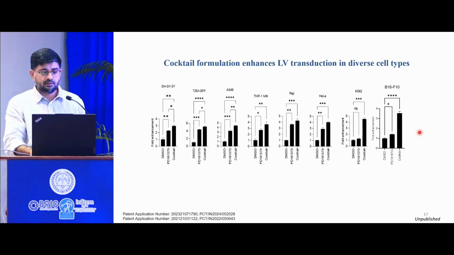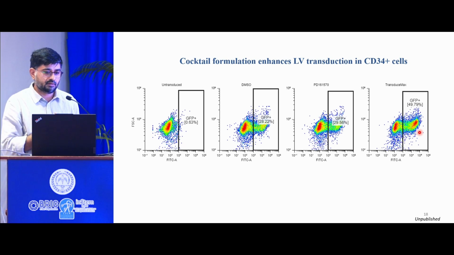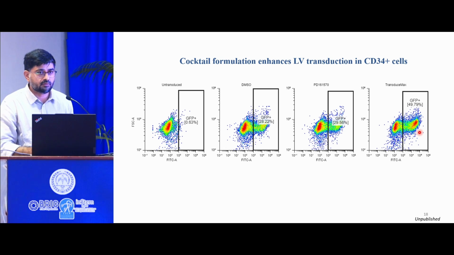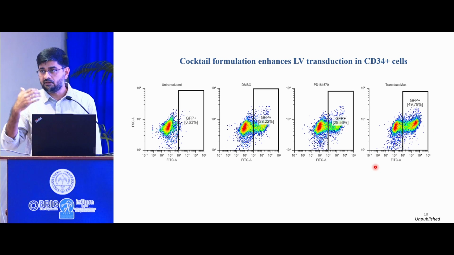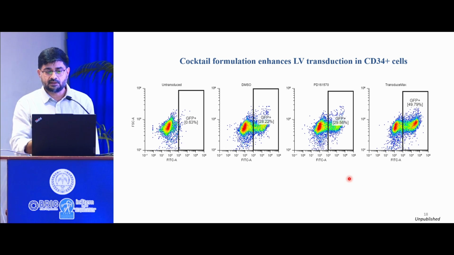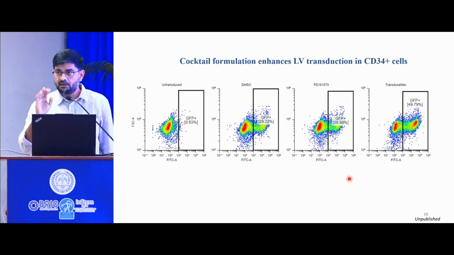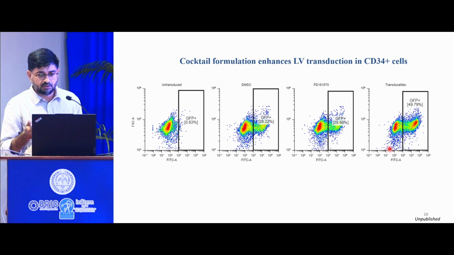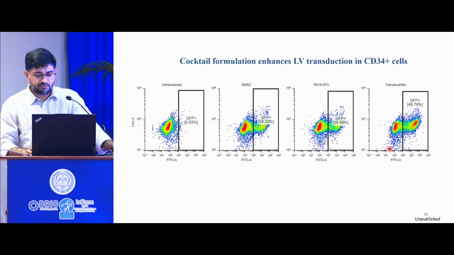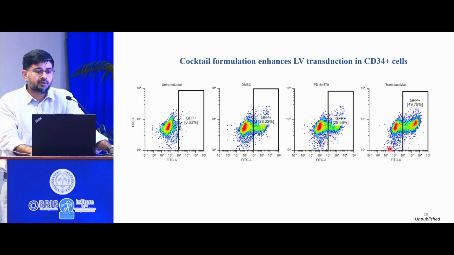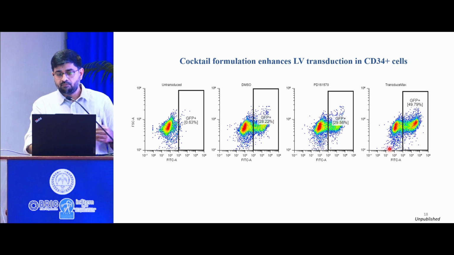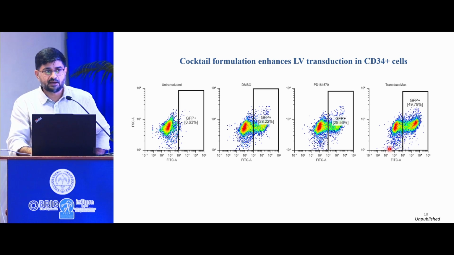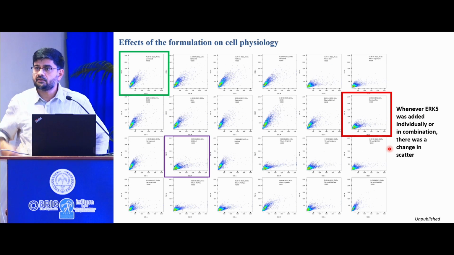The cell type that is more relevant for this audience is CD34, and we checked in the CD34 cell type also whether this cocktail works at 1 MOI, and whether we can actually come up with something that can reduce the cost of cell and gene therapy by reducing the vector inoculum that is being used. And we can see that this cocktail is able to increase the efficiency. However, I want to caution here, because this has almost 4 or 5 different compounds, so it is very important and imperative to check whether it has any adverse effect on the cell physiology.